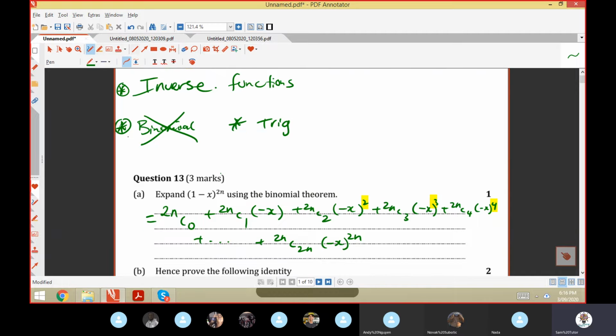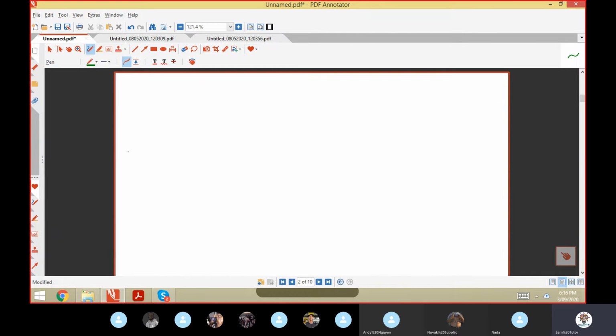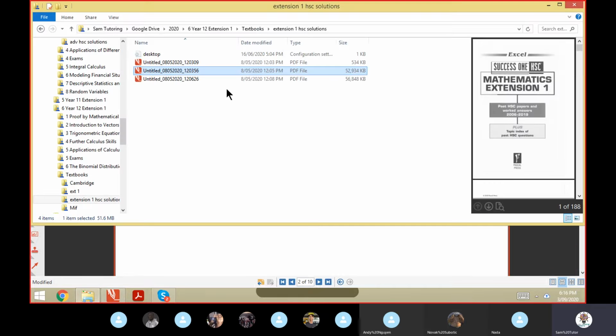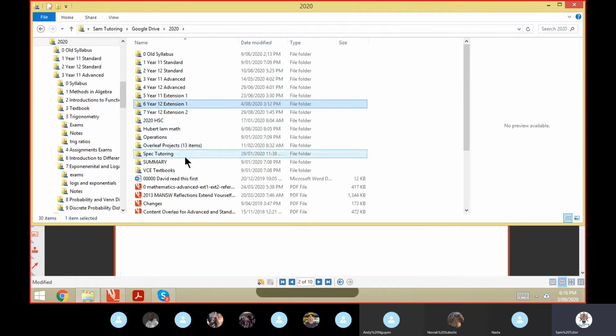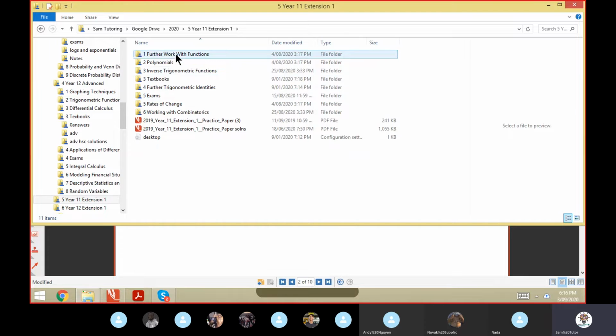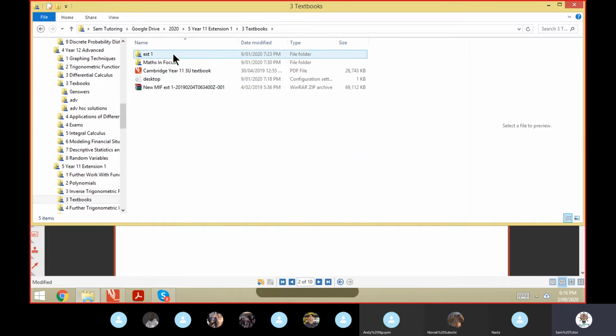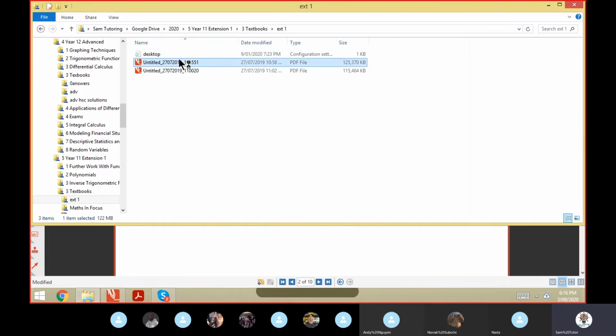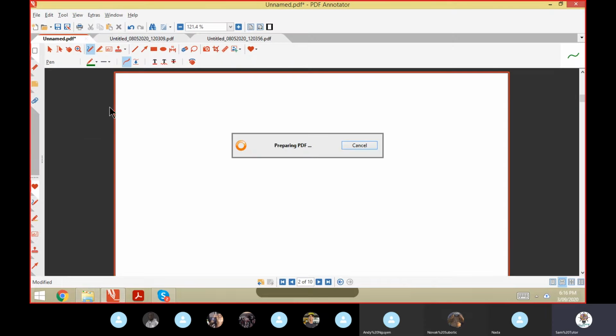All right, inverse functions. I really would like to do exam questions on inverse, but let me have a see. What do we have? Maybe Year 11 Extension 1. What's a book you guys probably don't use? You guys probably don't use this one. So we'll get inverse questions from this one.